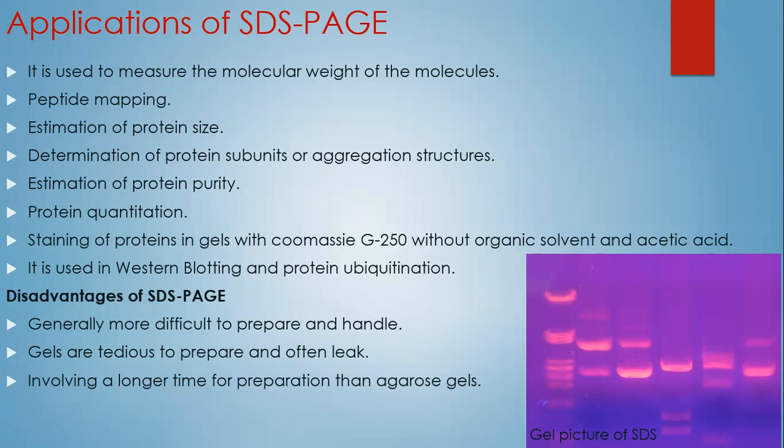First, you have to prepare the stacking gel, electrophoretic buffer, separation gel. You have to adjust the pH of each buffer. So all these things require a lot of time. And in comparison, agarose gel electrophoresis is a quick and easy method in comparison to SDS-PAGE.